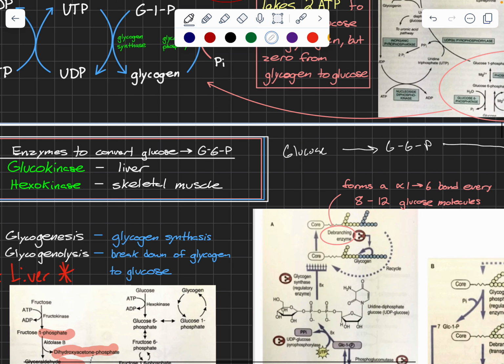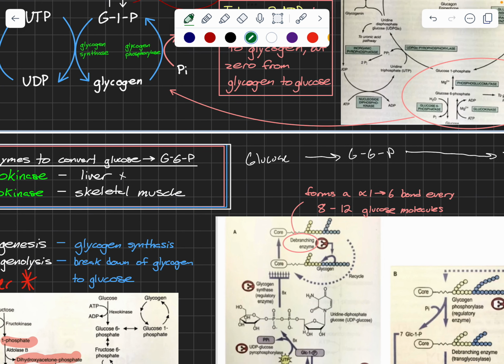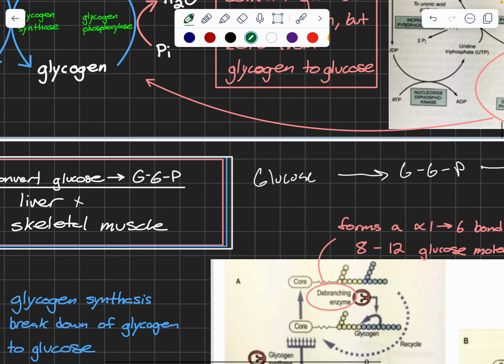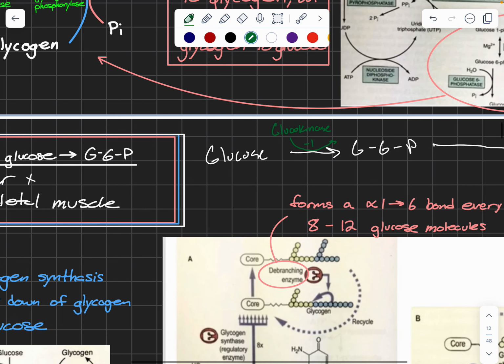But if we're in the liver, we use a different enzyme right here to convert glucose into G6P. So if we're in the liver, we use glucokinase to convert glucose into G6P. And again, we are using an ATP here, very similar to hexokinase. And if we are in skeletal muscle, we are using hexokinase instead to, again, add a phosphate on to G6P.